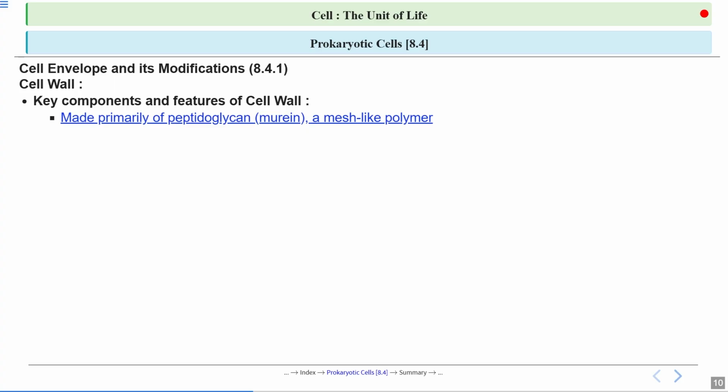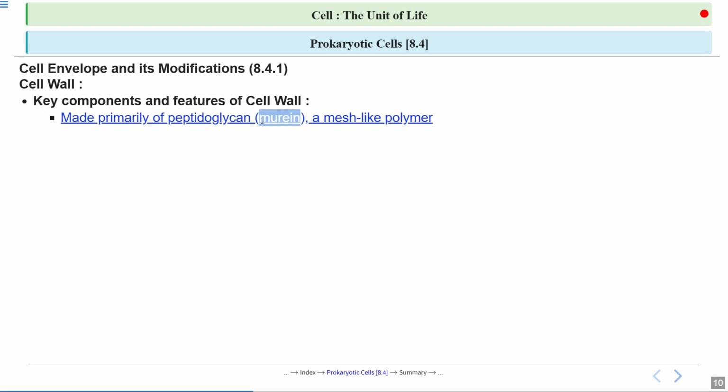The cell wall of archaebacteria has a different composition. Instead of peptidoglycan, they have some other polysaccharides, and some other proteins and glycoproteins. Here we're talking about true bacteria, whose cell wall is made up of peptidoglycan.